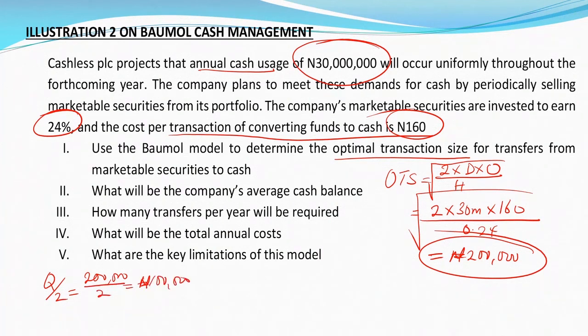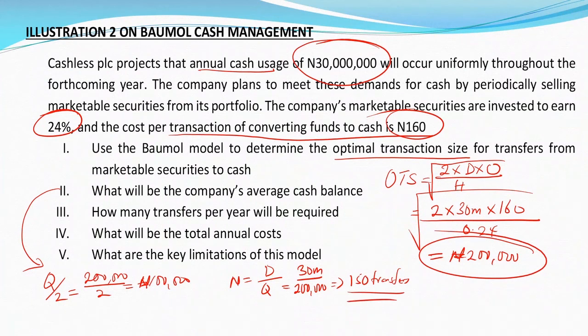So same thing we did in your EOQ. The third one says how many transfers. Now how many transfers is like how many orders, okay? How many transfers per year will be required? So if I'm looking for number of transfers, it's like number of orders. That will be demand over the quantity. Our annual demand is 30 million, and we are ordering 200,000 per time. So that means I will need 150 orders or transfers.